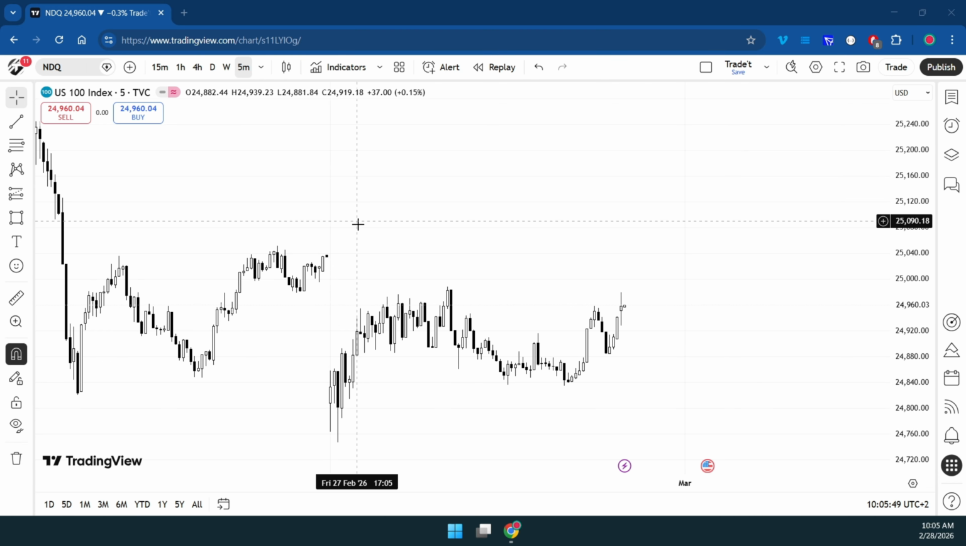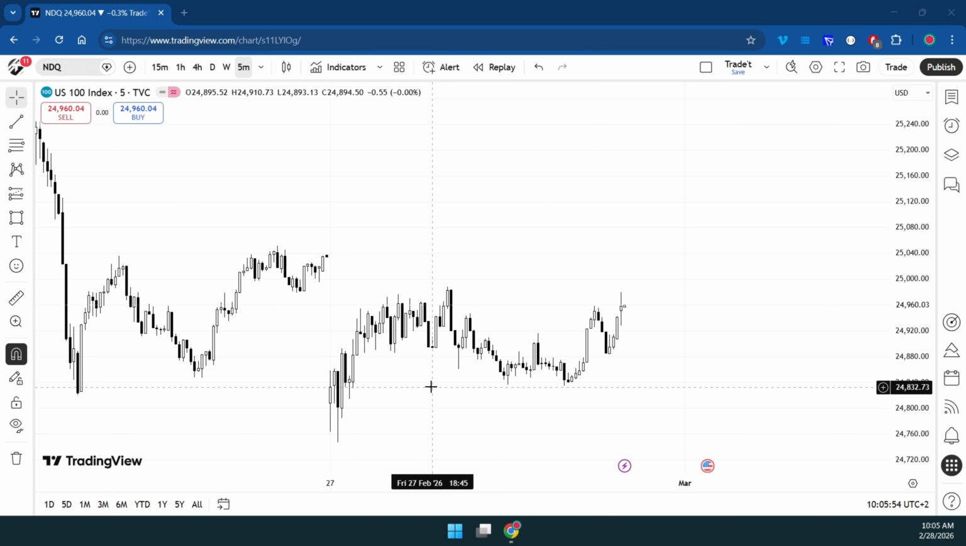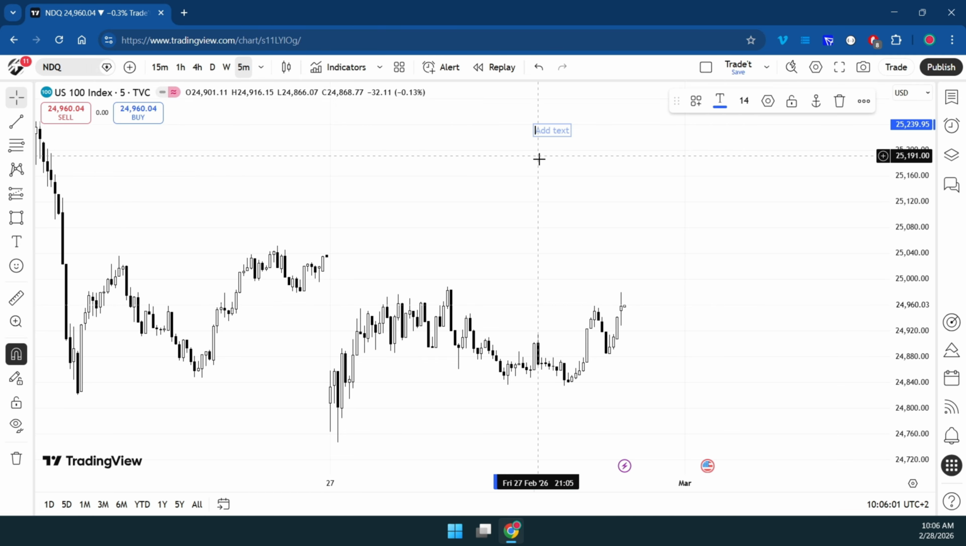I'm here on NASDAQ. I'm just taking an example from last day, the 27th of February. Before we start, let me just remind you about how our ORB strategy works. Basically, I'm gonna track the first 15 minutes of market open. I'm gonna highlight the high, I'm gonna highlight the low, and basically this low and this high will be my reference.